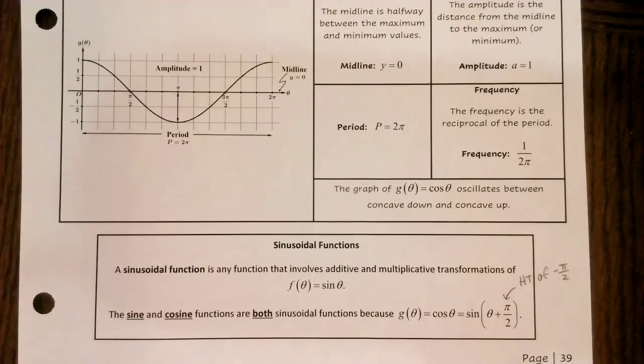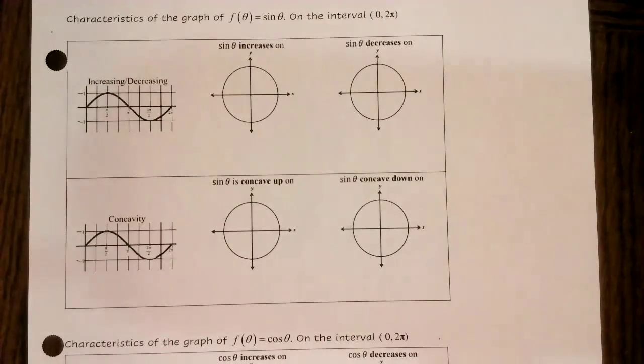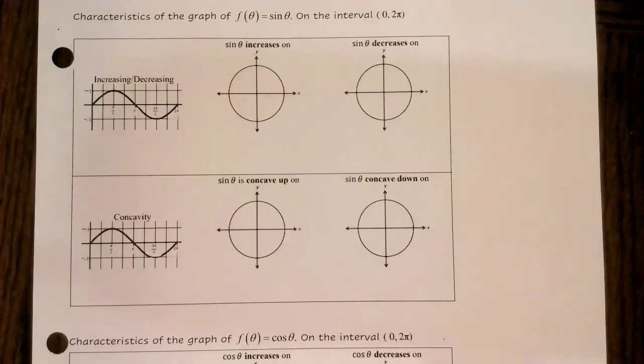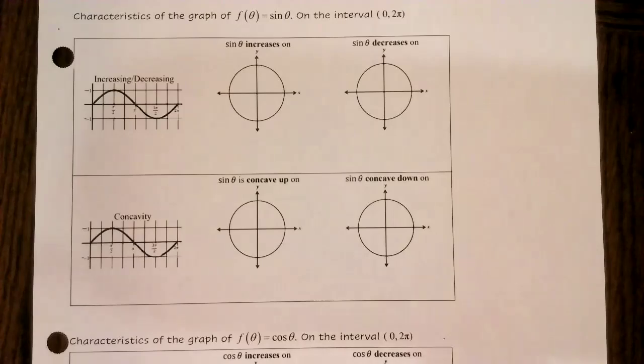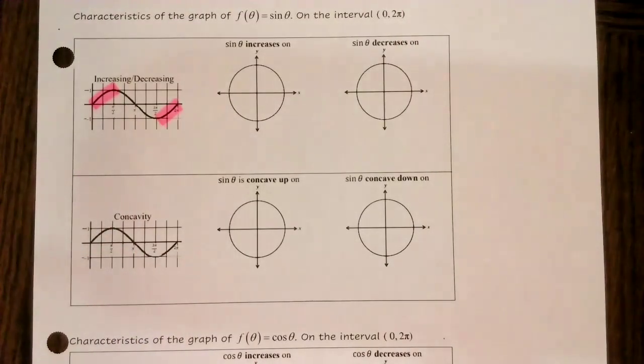So the next thing we're going to talk about is the increasing, decreasing, and concavity. So here's some of those characteristics for our graph. And it tells us to just look at the interval from 0 to 2 pi. So we're only looking at one period of the sine graph, or one time around the unit circle. And so the first thing we're going to talk about is increasing and decreasing. So I'm going to go ahead and highlight here where it is increasing. That is in the spaces right here.